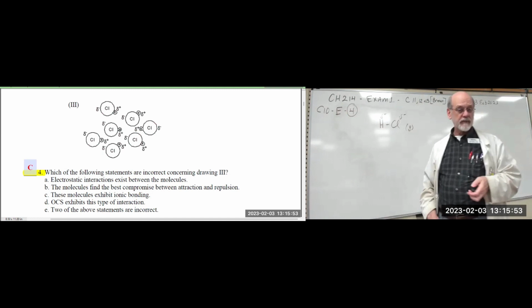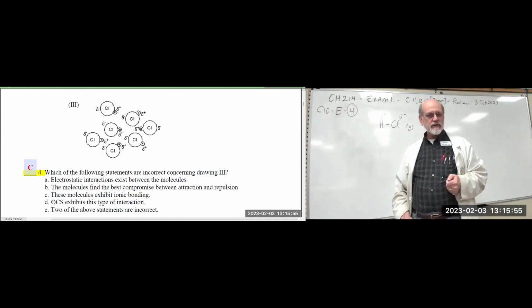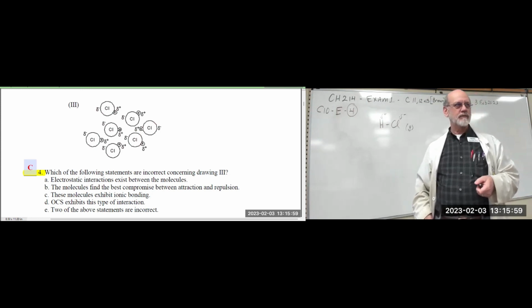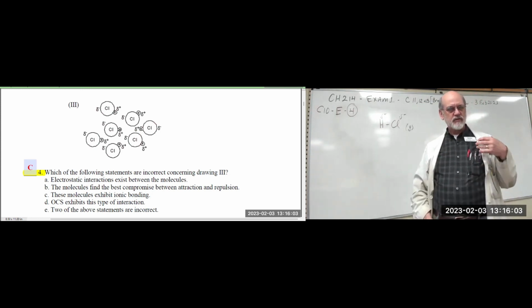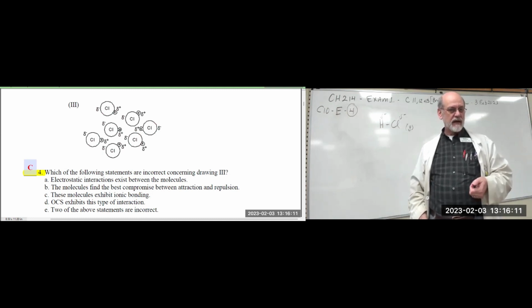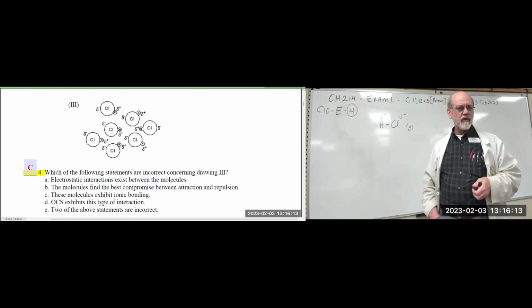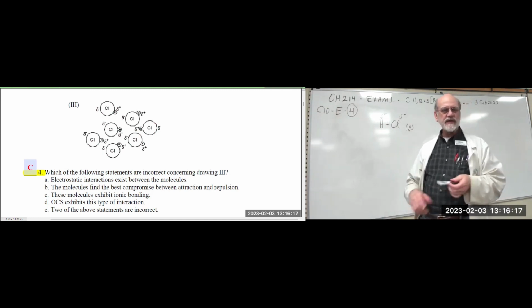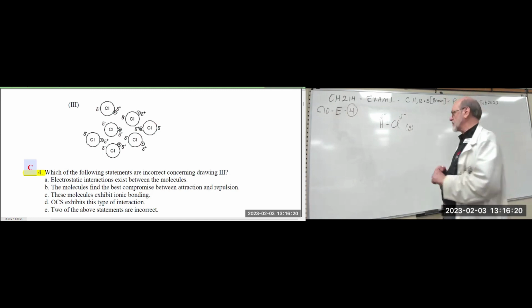So B is true. C, these molecules exhibit ionic bonding. I don't think so. We don't see any complete transfer of electrons. We only see slight differences in charge. So C is false. Since E says 2 of the above are incorrect, we have to go to D and be sure that it's true. OCS exhibits this type of interaction.